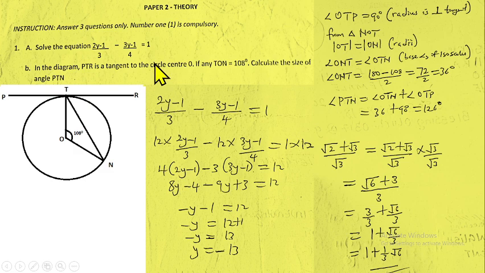Then there is question 1C. It's not here, but the question asks us to simplify this surd: (2 plus root 3) over root 3. How do we do that? You do that by rationalizing the surd. Because the denominator is in surd form, we rationalize, so root 3 will multiply up and down.